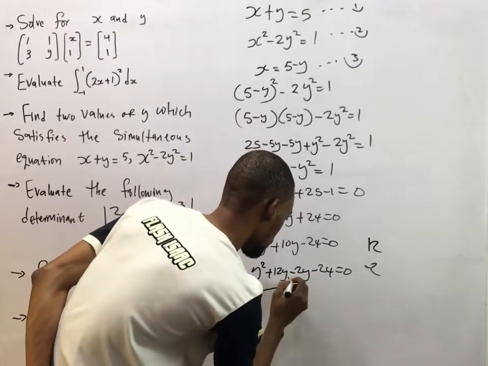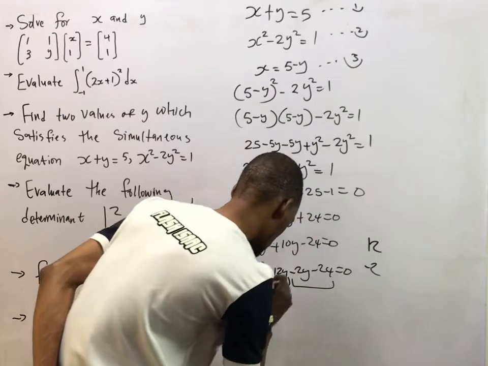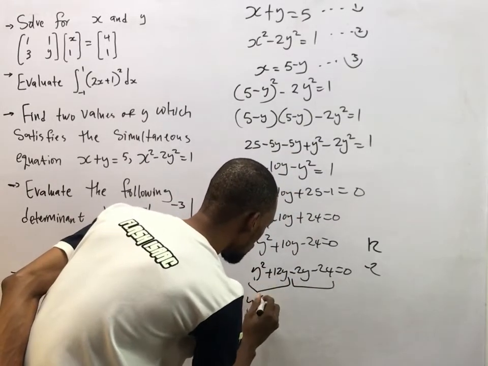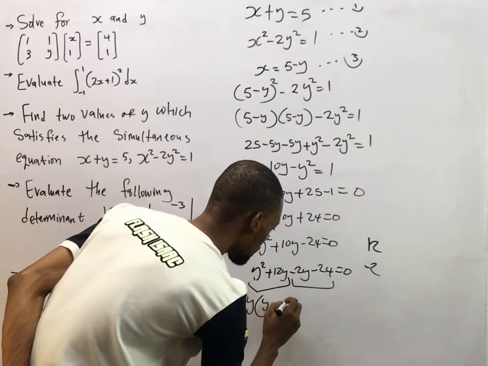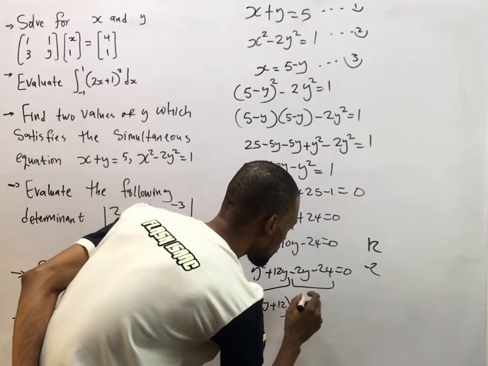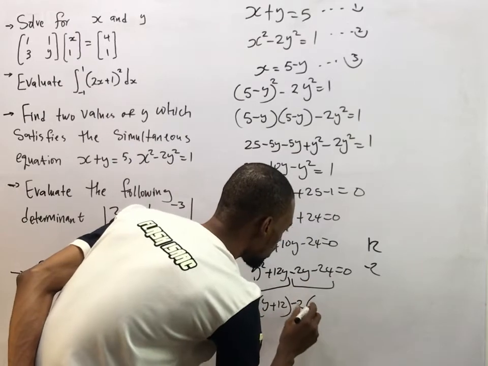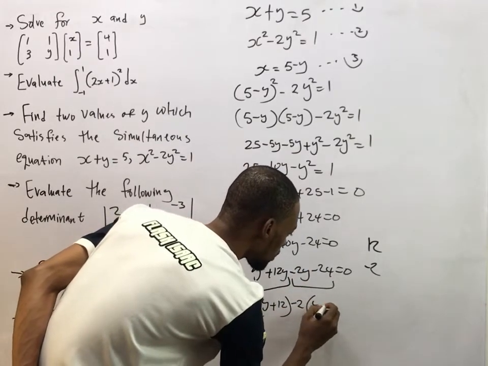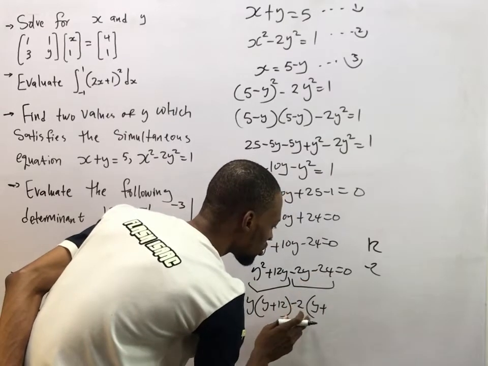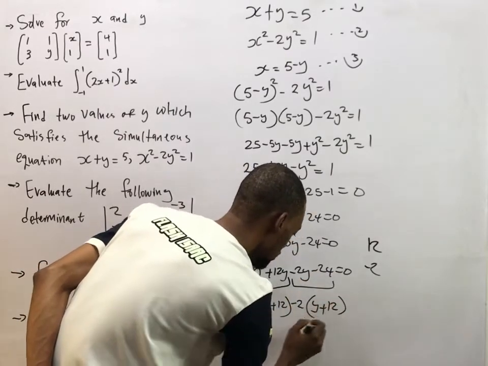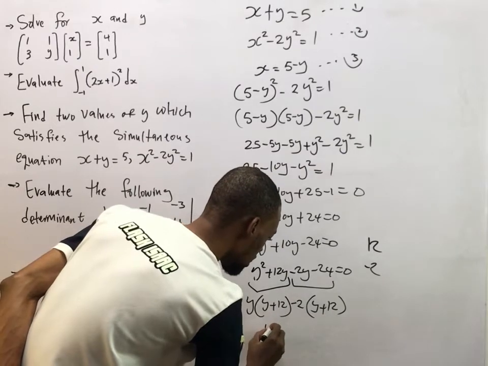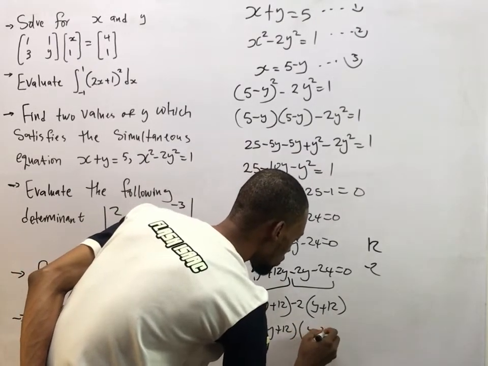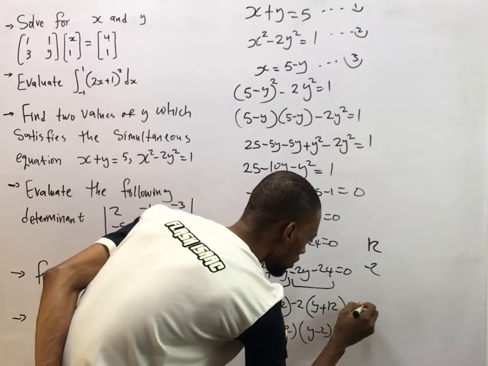So we pair these two and pair these two. Here and here we have y in common. So y cancels one y, we have y plus 12. So here they have minus 2 in common. So minus 2y divided by minus 2 will give you y, plus minus 24 divided by minus 2 will give you 12. So 12 here, so we have y plus 12. Here we have y minus 2 left, equals 0.